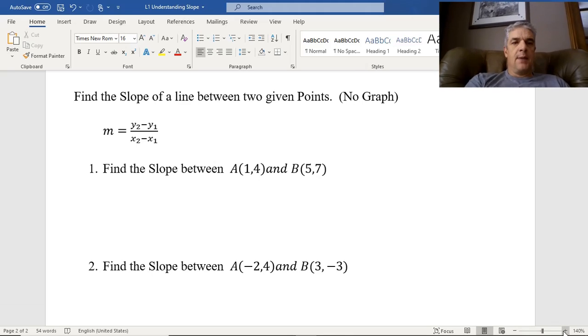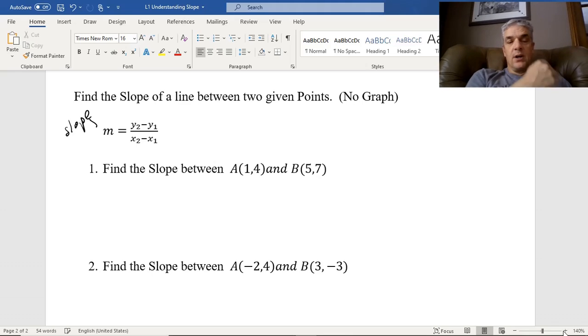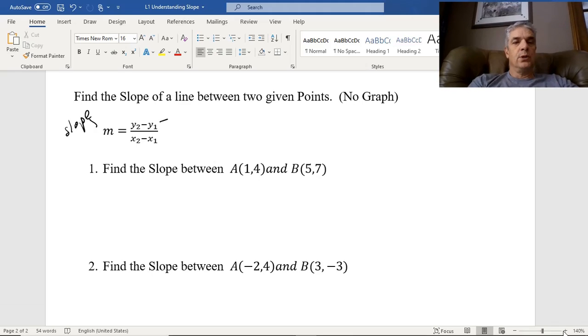And m represents slope, so this is just another way of saying slope. By now, hopefully you're familiar with the term m is slope. And then y2 minus y1 really represents our rise, and this here, x2 minus x1, represents our run. Slope is rise over run, and this is the mathematical way of doing it.